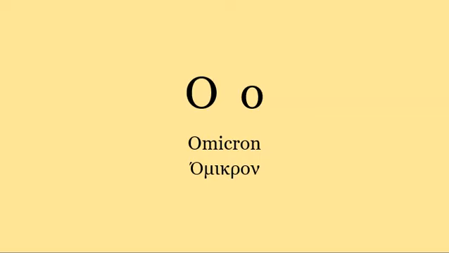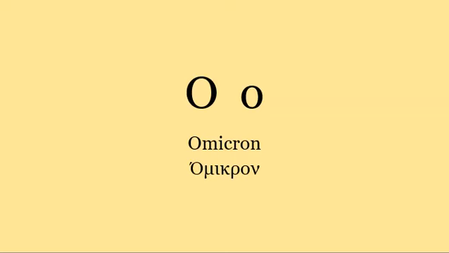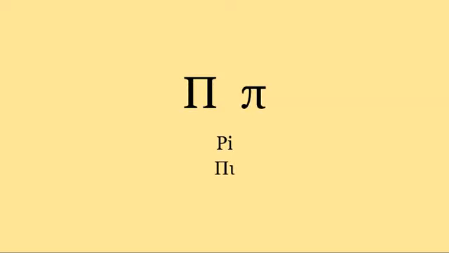Next is Omicron. Again, Omicron. And this looks like an O, and it is just pronounced like an O. Yeah, pretty simple. Next, I gave you a sneak peek of this one. We have P. Again, P. And hopefully this should be familiar. It's used as a symbol in mathematics and many fields of academics.